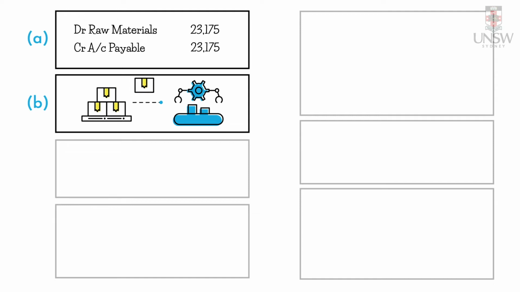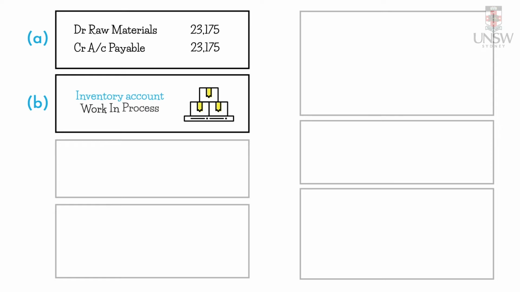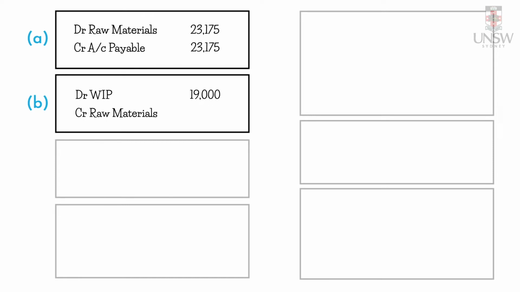Part B of the question says that raw materials totaling $19,000 were requisitioned for use in production. So that means that they've been taken from the storeroom and they've started to be transformed on the factory floor into the product. So we debit a subsequent inventory account, which is work in process. This is the inventory account to recognize those goods that are being transformed into a finished product. So we debit work in process for $19,000. We credit raw materials because we're transferring it out of that account, $19,000.